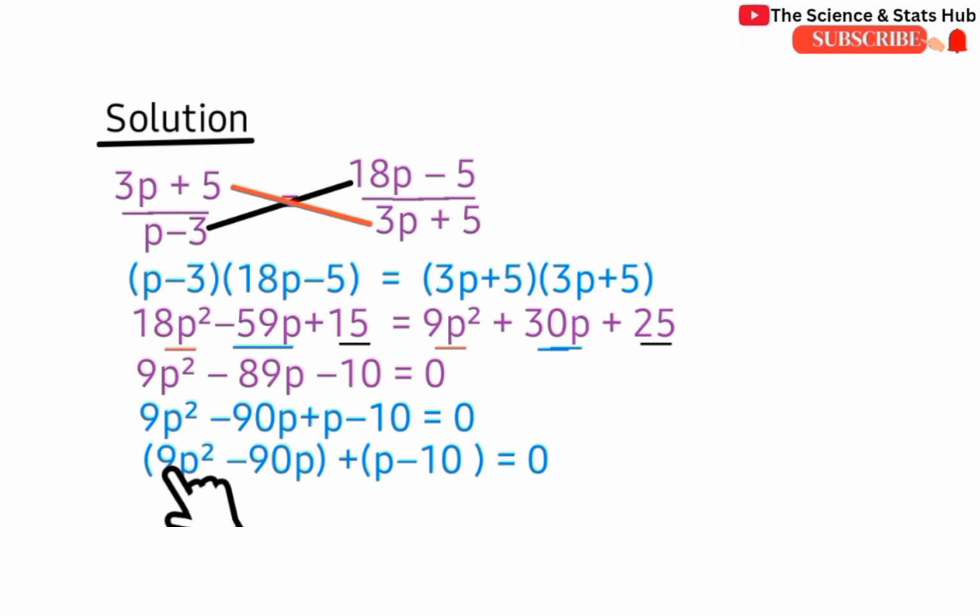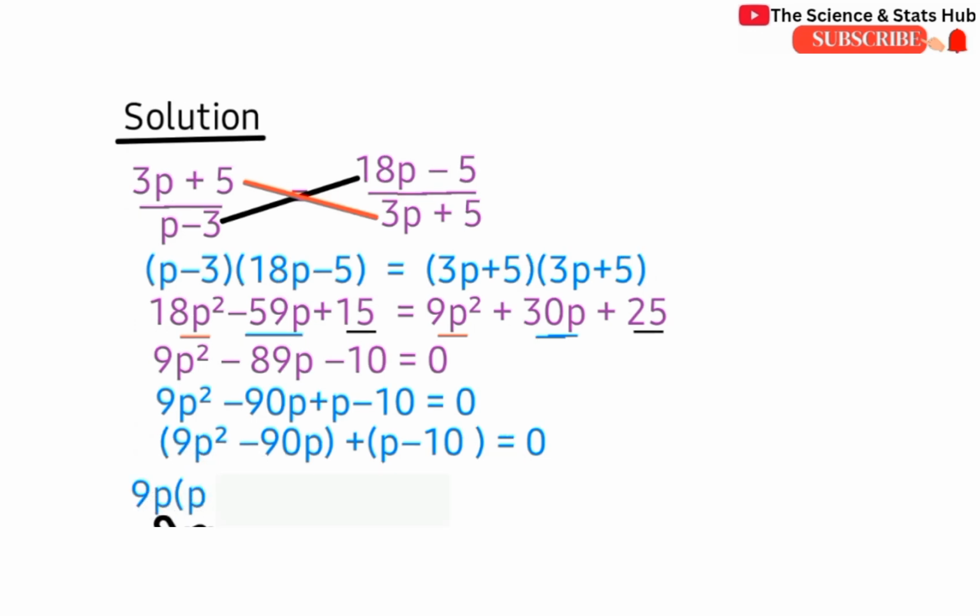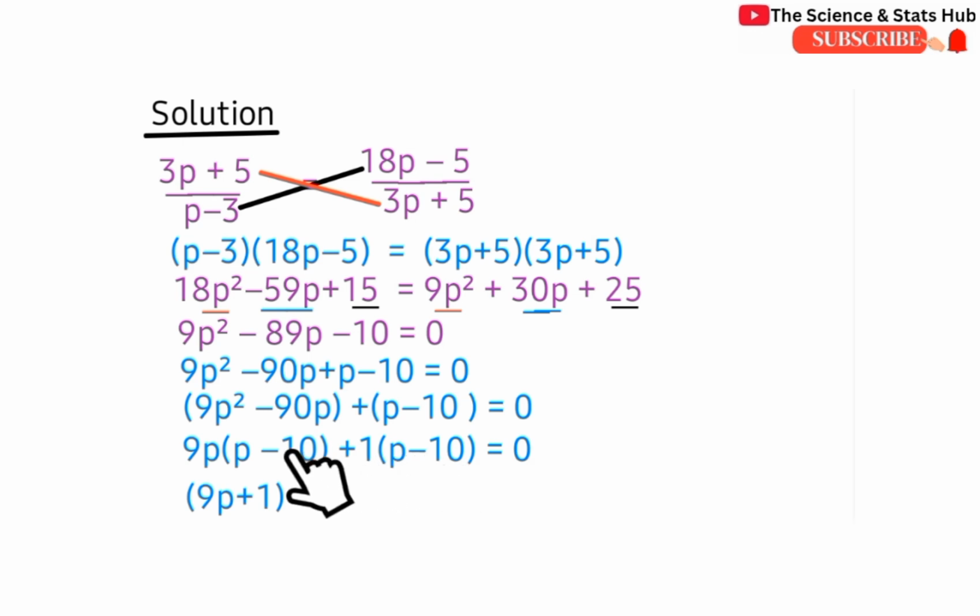9p is the common factor between 9p square and negative 90p. By the time we bring out 9p, we'll be left with p here. When we remove 9p from negative 90p, we'll be left with negative 10, because 9p multiplied by negative 10 gives negative 90p. Plus 1 is the common factor between p and negative 10, equals 0. Now let's pair 9p and 1. p minus 10 here, so also here. So we'll pick 1 equals 0. Either 9p plus 1 equals 0, or p minus 10 equals 0.